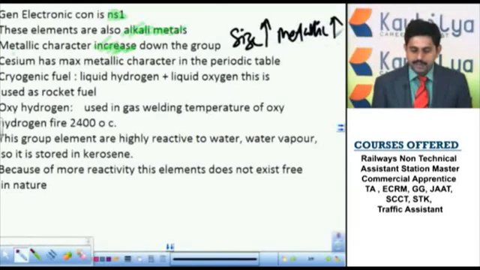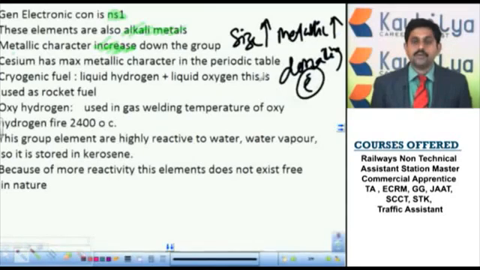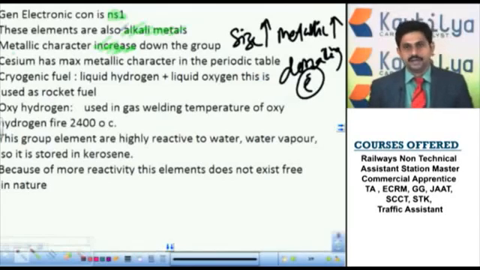Basically, one key metallic character is the donating capacity, that it can donate its electron. That is one of the metallic properties. All the alkali metals have one electron in the outermost orbit, so they can donate one electron easily in order to get stability. So generally these are metals.